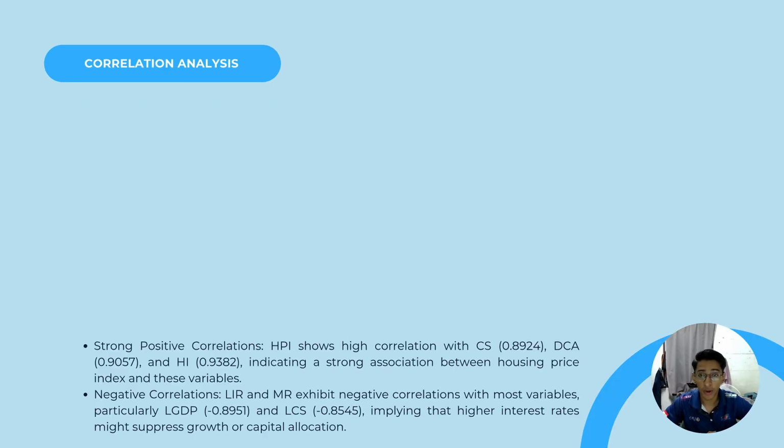Next, let's talk about my correlation analysis, where there are strong positive correlations and negative correlations. The variables that show strong positive correlation: HPI shows high correlation with consumer spending, domestic credit availability and household income. This indicates a strong association between the housing price index and these variables. For the negative correlations, lending interest rate and mortgage rate exhibit negative correlation with most variables, particularly gross domestic product and consumer spending, implying that higher interest rates might suppress growth or capital allocation.